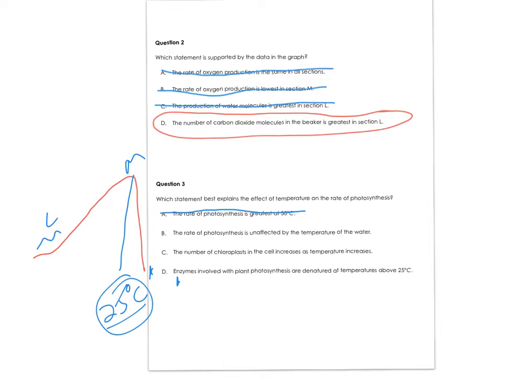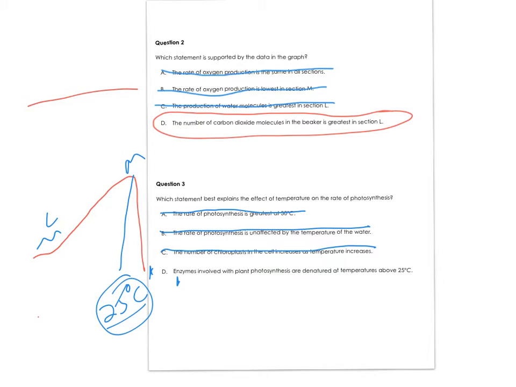The rate of photosynthesis is unaffected by temperature of the water? No, because if that were true, then I would expect to see a flat line on the graph, not a peak and a valley. A peak and valley means that there's change, right? The number of chloroplasts in a cell increases as temperature increases. No, again, if that were true, then the process would just keep increasing. There would be no increase and then decrease.